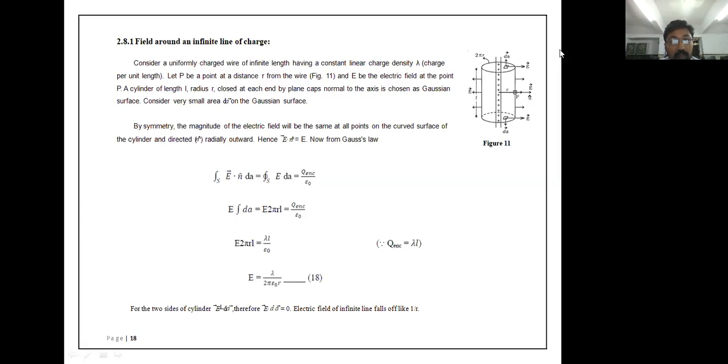Now a cylinder of length L and radius r, closed at each end by plane caps normal to the axis, is chosen as the Gaussian surface. To calculate the electric field we have to choose a Gaussian surface, and in this case we choose a cylinder of length L and radius r, closed at both ends and normal to the axis, as the Gaussian surface. So we have here considered the cylindrical symmetry.